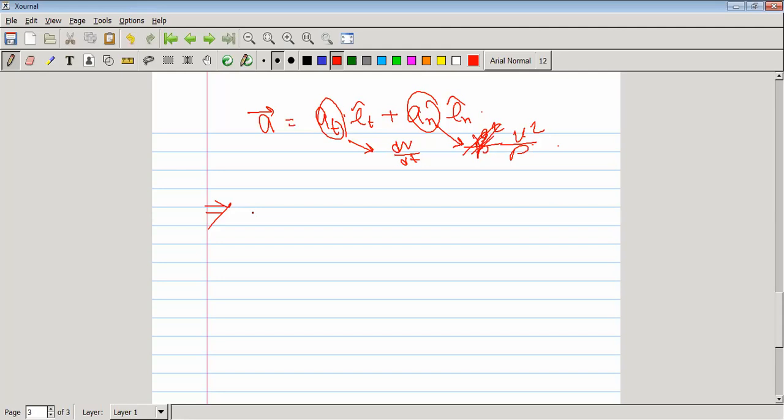Okay, I shall continue. I already told you that an is a component, that is v square by rho, right? This v square by rho is actually for the curvilinear motion. Now suppose a particle goes straight, then this portion is simply equal to 0 in that case.